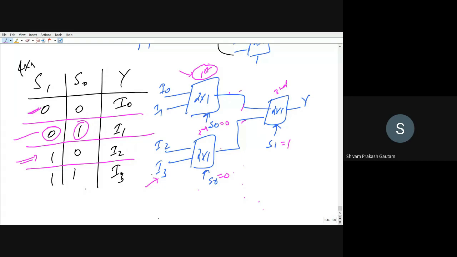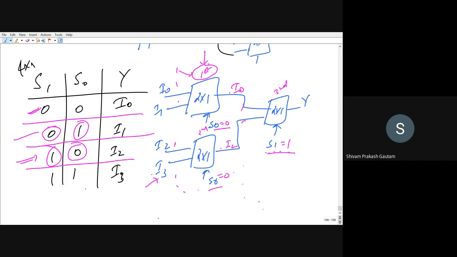What you are saying is that we have two select lines, S0 and S1. In the first segment, we have put the select line as S0. In the second, we have put the select line as S1. Now for the third case, S0 is 0 and S1 is 1. Now tell me what will be the output of the first multiplexer. S0 is 0, so what will we get here? I0. And the output of the second multiplexer will be I2.